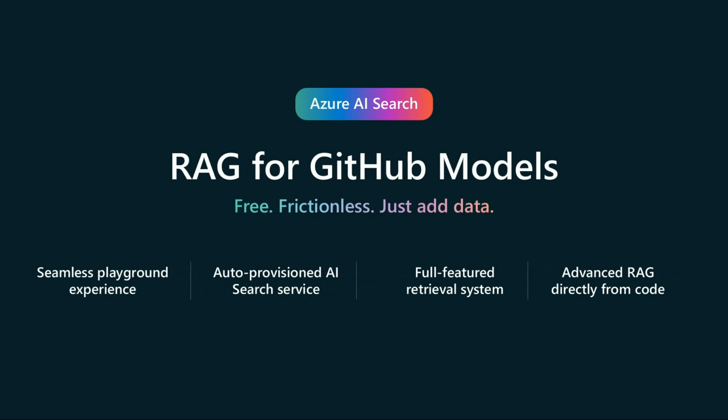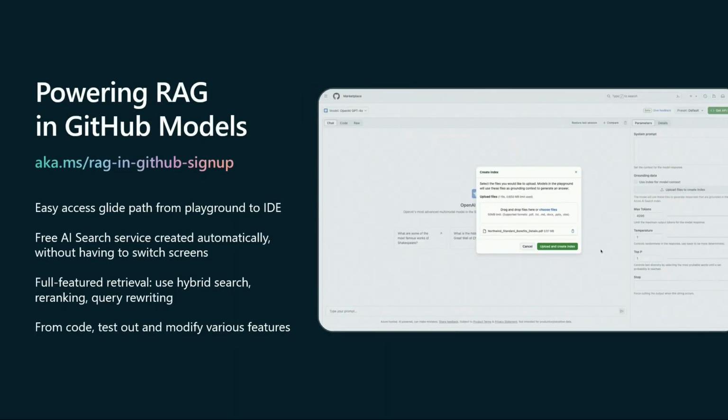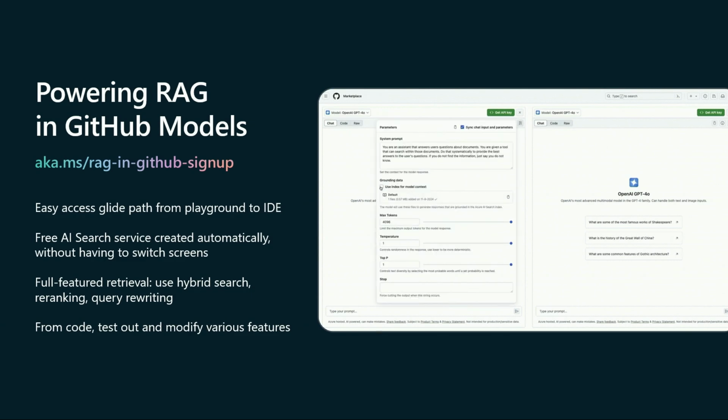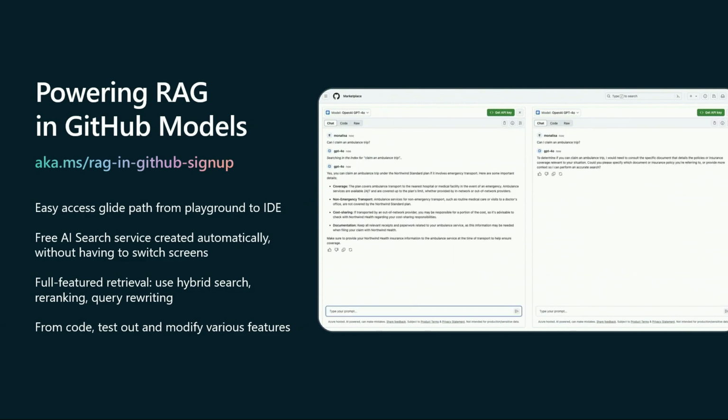And it also means under the covers, we will provision an Azure AI Search service for every one of these accounts. So you get all the functionality we talked about in terms of a full-featured retrieval system, advanced RAG, all the re-ranking, all of these things we talked about. You get them right out of the box on a small service. So RAG in GitHub Models will be available very soon. And if you want to sign up, that URL over there will take you to the sign-up form.